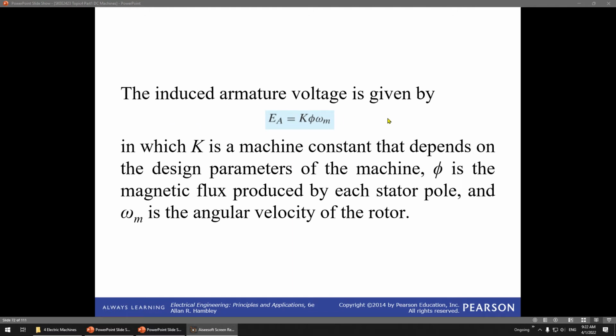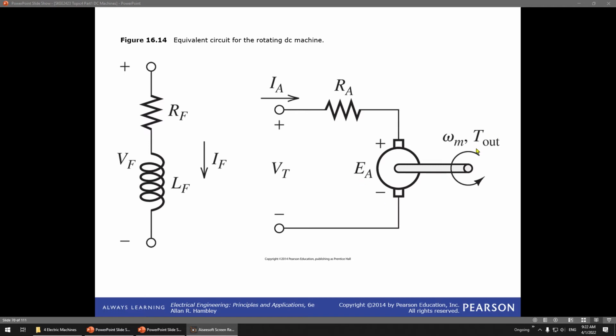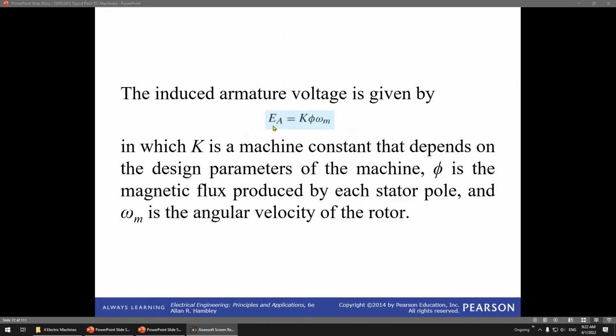This is the induced armature voltage. How do we calculate it, and how do we relate EA with the torque? T is torque and W is angular speed. The induced armature voltage is given by EA equals K flux Wm, where K is the mechanical constant that depends on the design parameters of the machine, flux is the magnetic flux produced by each stator pole, and W is the angular velocity of the rotor. So the faster you spin, the higher the EA. K is a constant, and the higher the flux, the higher the EA.